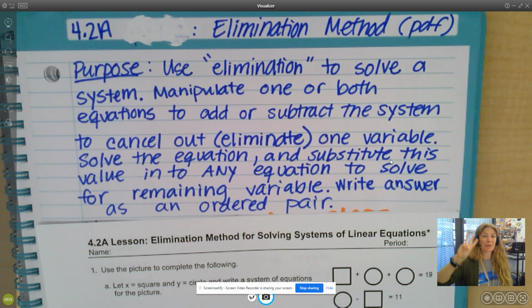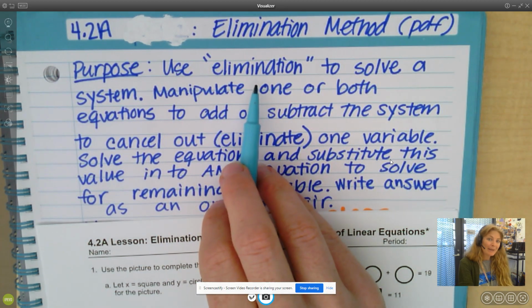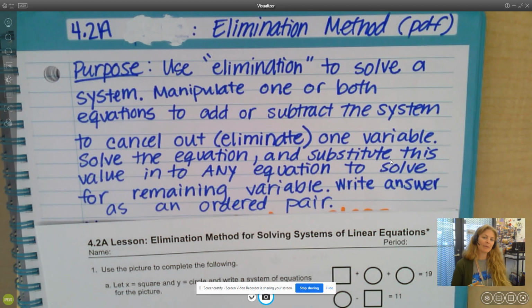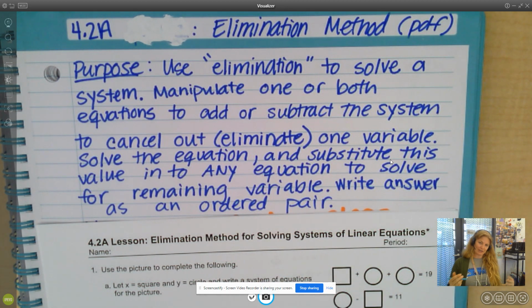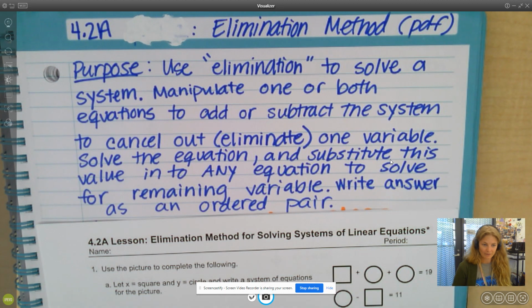You're going to be learning your third method to solve a system of linear equations today, and that's called the elimination method. So our purpose is to use elimination to solve a system. We're going to manipulate one or both of the equations to add or subtract the system to cancel out or eliminate one variable. Then you're going to solve the equation, because you're creating one equation with one variable, and then substitute this value into any equation to solve for the remaining variable. And of course, write your answer as an ordered pair.